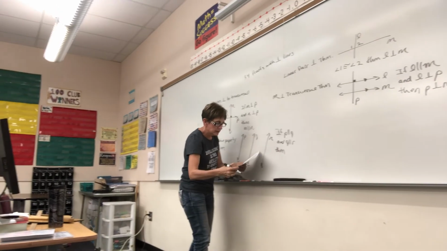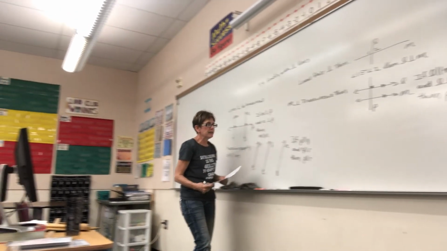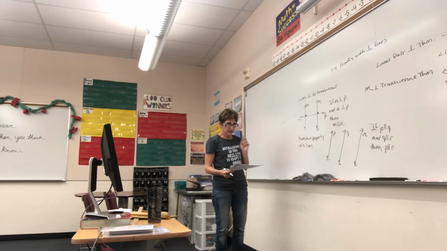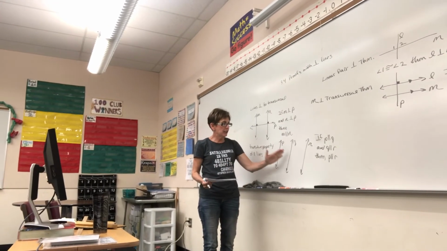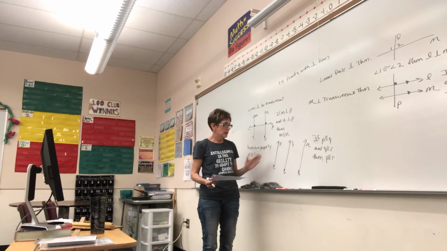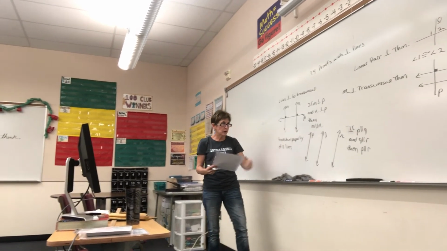Then P is parallel to R. So let me read that again. If P is parallel to Q, so this line parallel to this one, and Q is parallel to R, then P is parallel to R. So those are the four theorems.